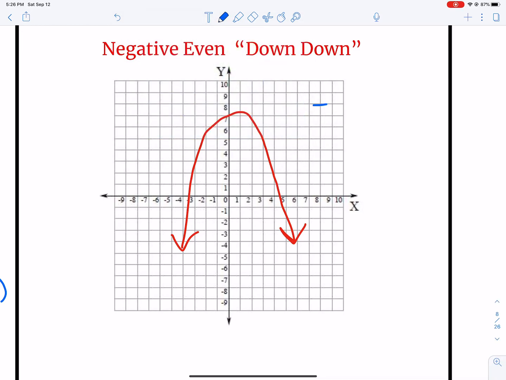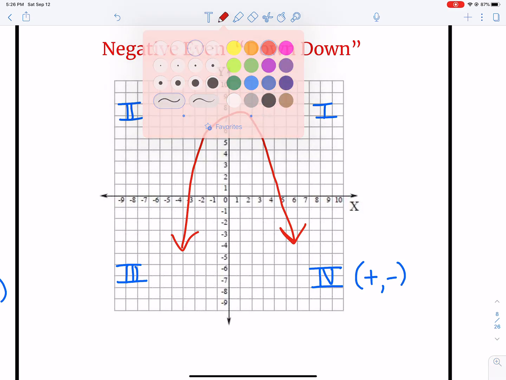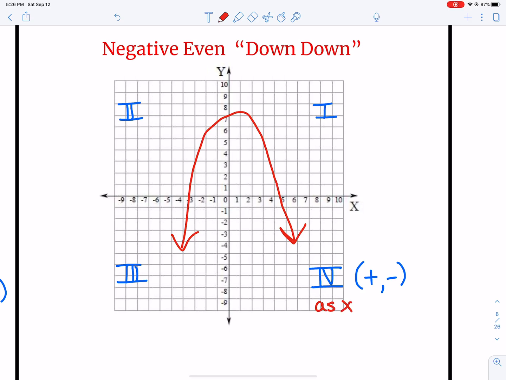This one's pointing toward, it looks like, the third quadrant and the fourth quadrant. So the fourth quadrant is where x is positive because you go to the right in order to get there. And y is negative because you went down in order to get there. So we would say as x approaches positive infinity, y is approaching negative infinity. That's how that end of our graph is behaving.